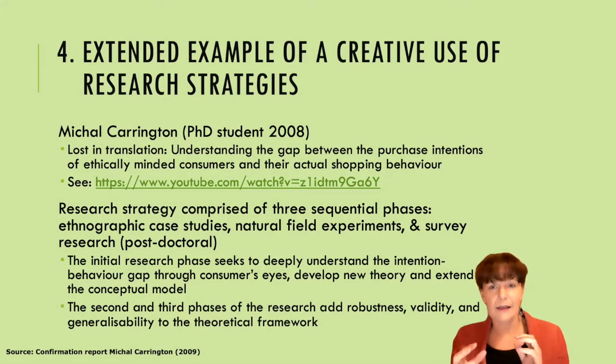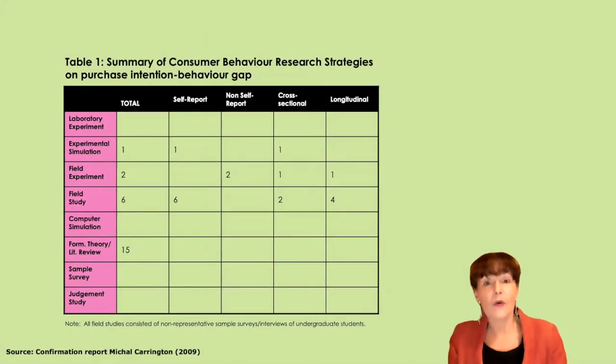And then in the second and the third phase, she tried to add to this deep understanding a level of robustness and validity and generalizability. So she tried to add precision in the measurement of behavior through her experimental study and also generalizability through a survey. So before she actually chose her specific research strategy, she did a literature review on what previous studies in the field had done.